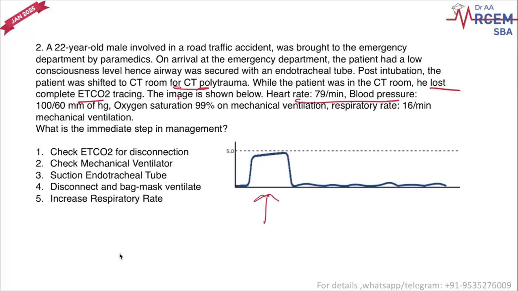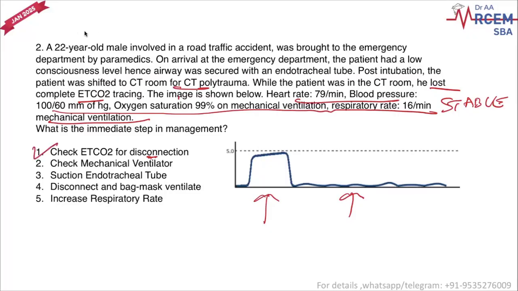Vital parameters are stable. This is very important. The vital parameters are stable. So what has happened here? Okay, check for the disconnection. Mostly some wires have got disconnected. Check if something has got disconnected. That is the important point you need to remember here. Check for ETCO2 disconnections.